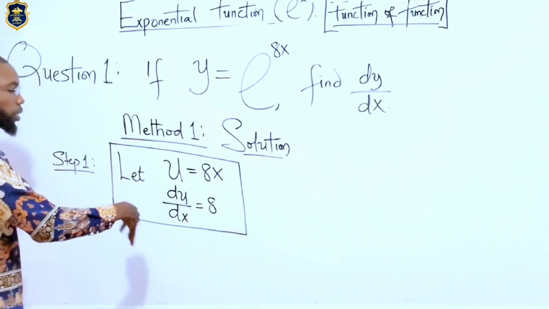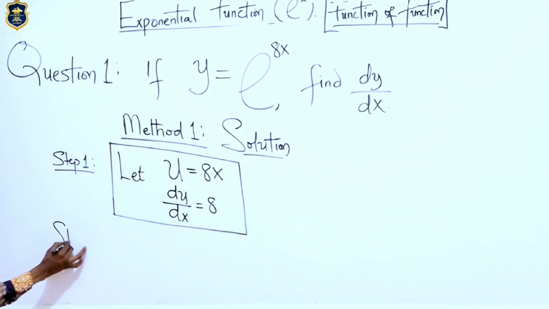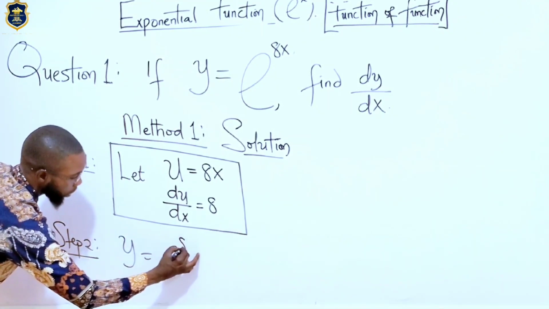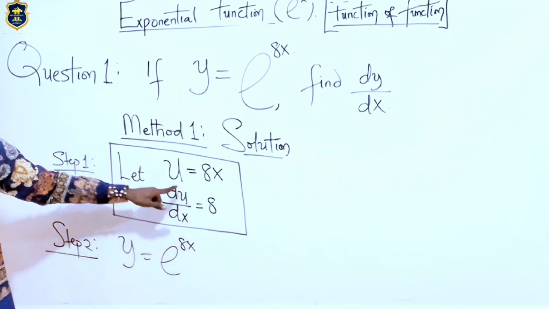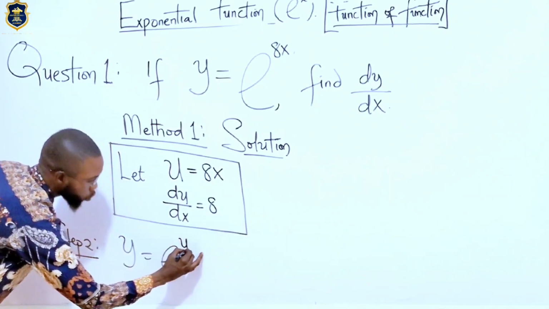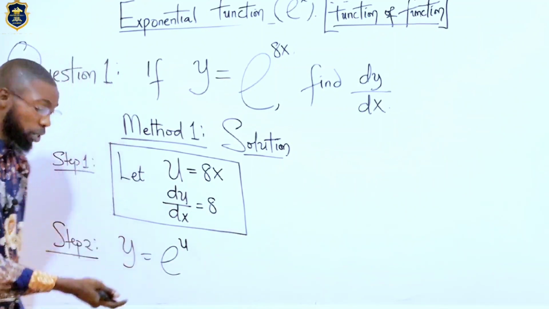Let's bring the question now and replace. Having this as step 1, let's take our step 2. Let's replace the question: y is equal to e raised to power 8x. But mind you, we have replaced 8x with u, so let's remove this one and fix in u here. You can use any letter you choose, maybe x, y, z, whatever.